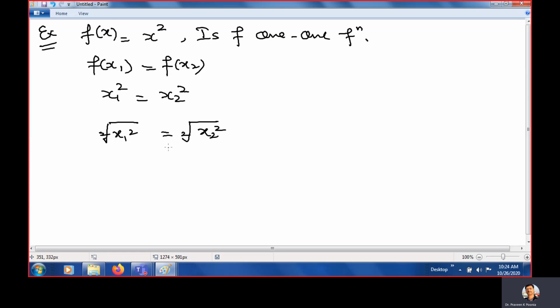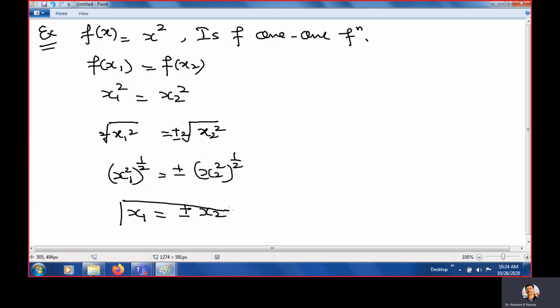But remember one thing, whenever you take a square root, you always put plus minus. So now (x1 power 2) to the power 1 upon 2 is plus minus (x2 power 2) to the power 1 upon 2. So the powers are cancelled. What we are getting? x1 is equal to plus minus x2. We are getting two images, not one. One is x1 equals plus x2. Another is x1 equals minus x2.